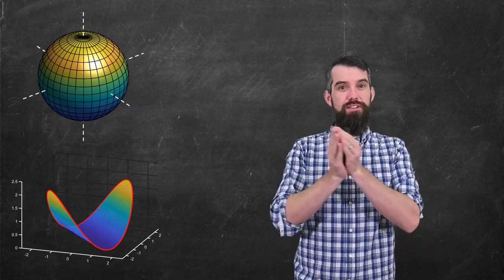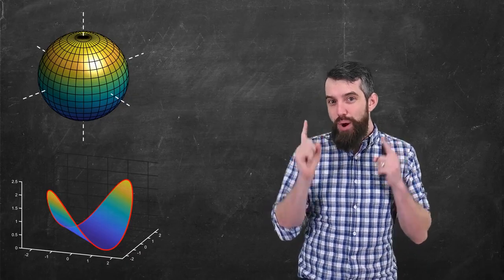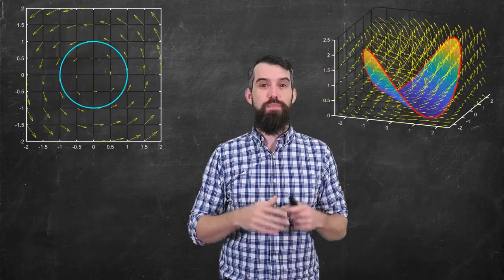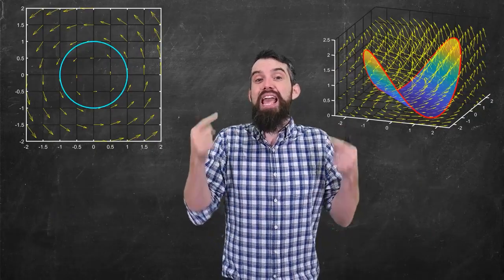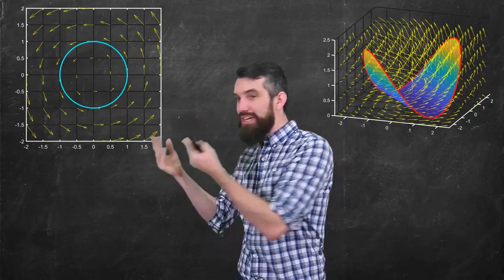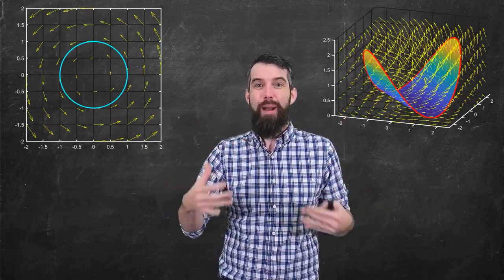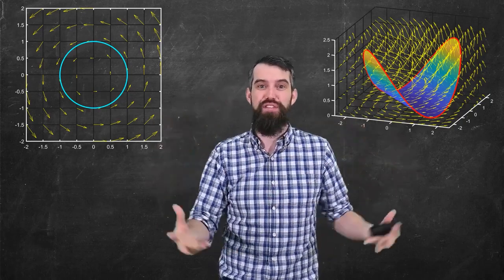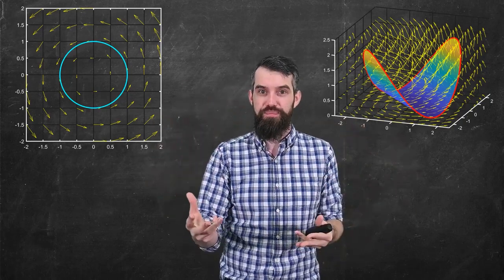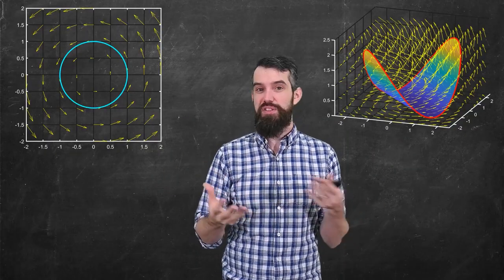So curves and surfaces are interesting, but what I'm most interested in is the relationship between curves and surfaces and a vector field. For example, either two-dimensional or three-dimensional, I have my curve or my surface, and I've got a vector field swirling all around it. So what kind of questions can I ask? How do these have some interplay?